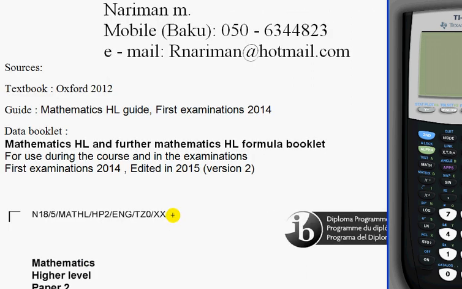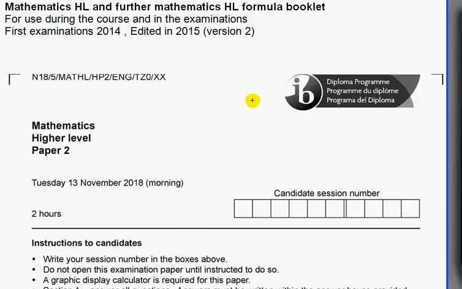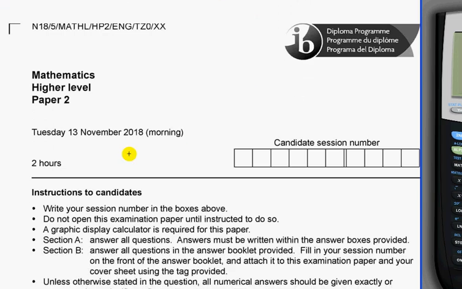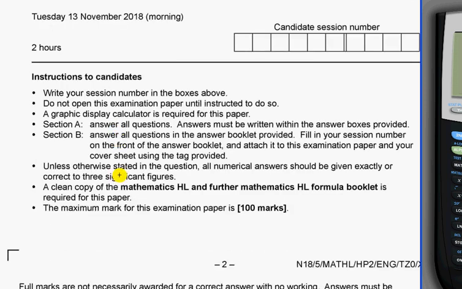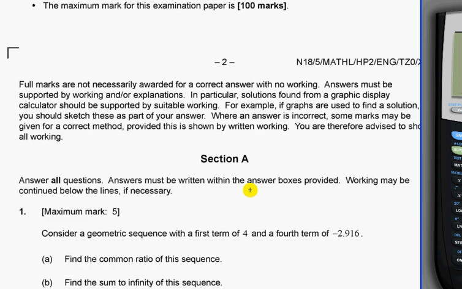Let's start. So this is the cover page. The exam is for 2 hours. And you should use calculator and data booklet. A graphic display calculator is required, and a clean copy of the Mathematics HL data booklet is required for this paper. Let's start. Section A, question 1.